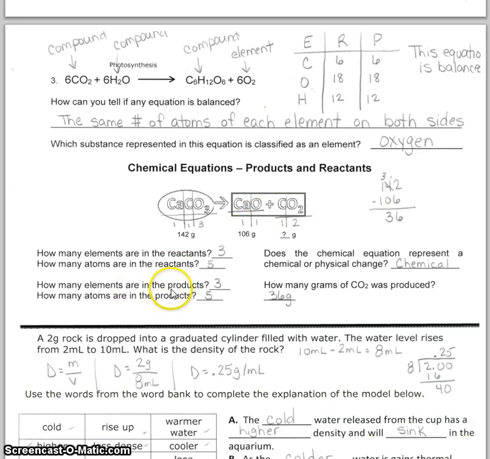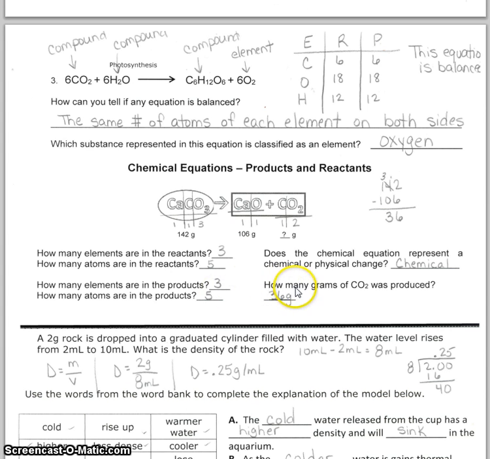How many elements are on the product side? Well, if I started with 3 elements, the law of conservation of mass said I should end with 3 elements. I have calcium, oxygen, carbon, and then of course oxygen again. So there are only 3 elements: calcium, oxygen, and carbon. How many atoms are in the products? Well, there's 1 calcium in this compound, 1 oxygen in this compound, and then there's 1 carbon in this compound and 2 oxygen in this compound. So 2 plus 1 plus 1 plus 1 is 5 atoms on the product side. So you can see that this is also a balanced equation.